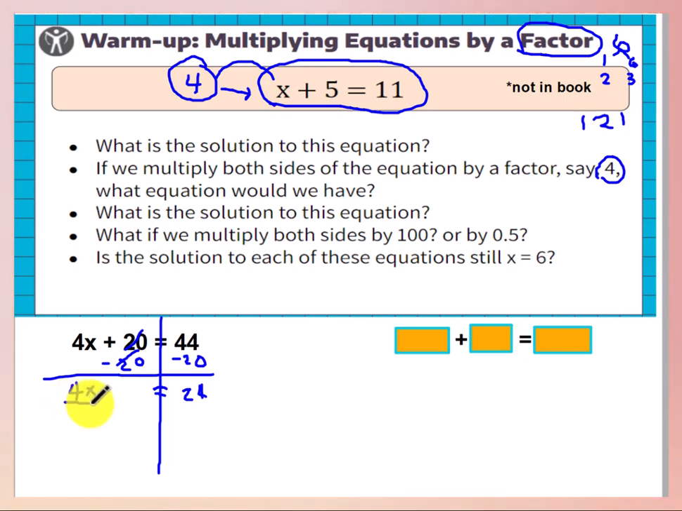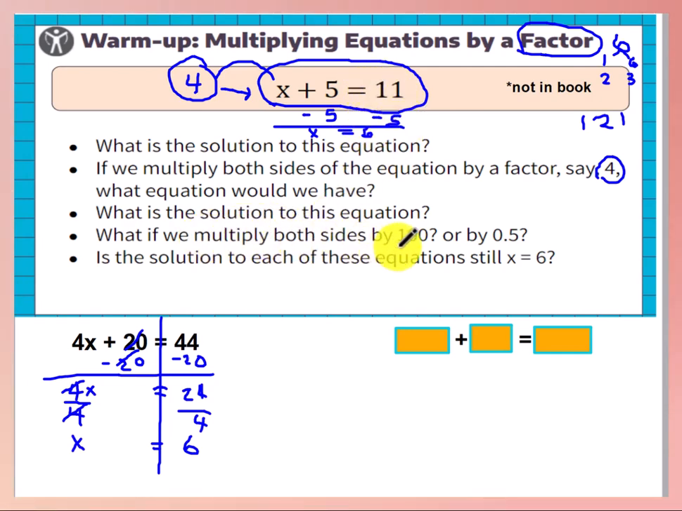And then finally solve by dividing both sides by 4. 4 over 4 is 1. This is 1x on the left equals 24 divided by 4 is 6. Now let's go back to the original equation. Subtract 5 from both sides. That's the only step that we have to take in this equation, but we're still going to get the answer, the solution x equals 6. Okay, so those are equivalent.